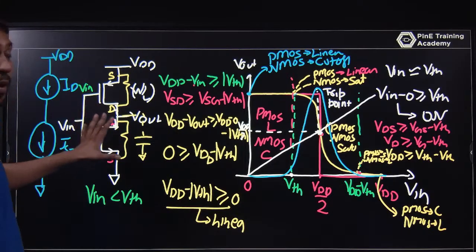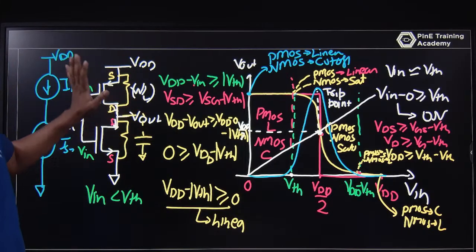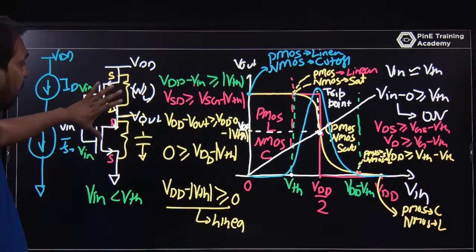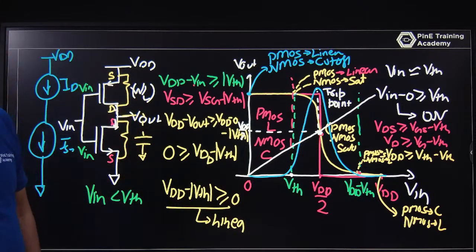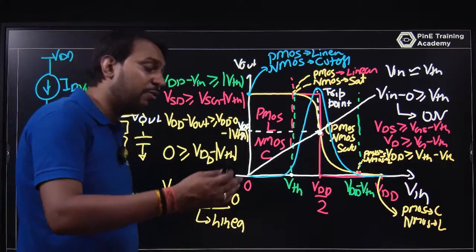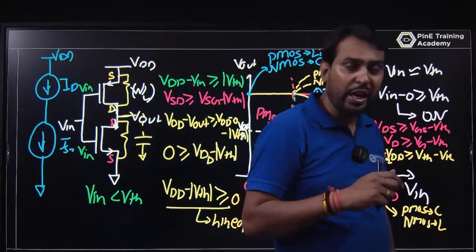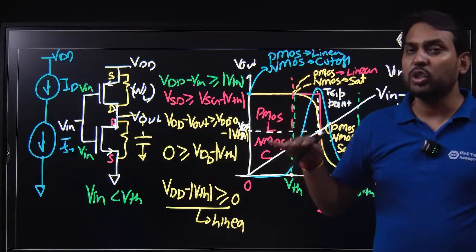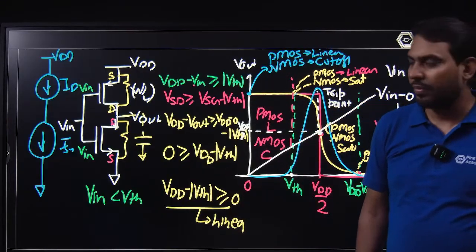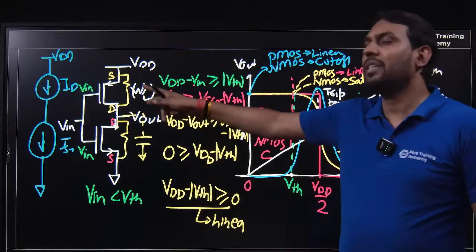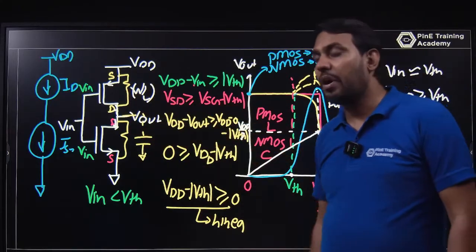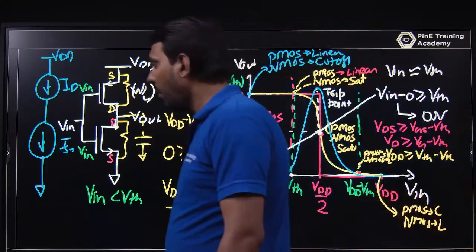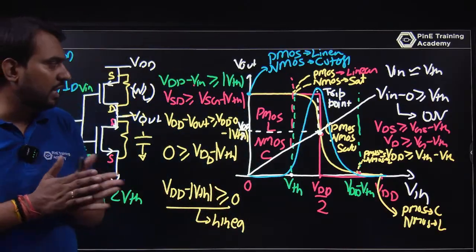So it looks like a buffer, but it is not a good buffer. It will be a weak buffer when you replace the PMOS with the NMOS. A weak buffer means it will not provide the maximum voltage of VDD, and it will not provide zero; it will be in between VDD minus VTH and mod VTH. So if you are replacing the PMOS and NMOS, it becomes a weak buffer. I hope you can understand this part.